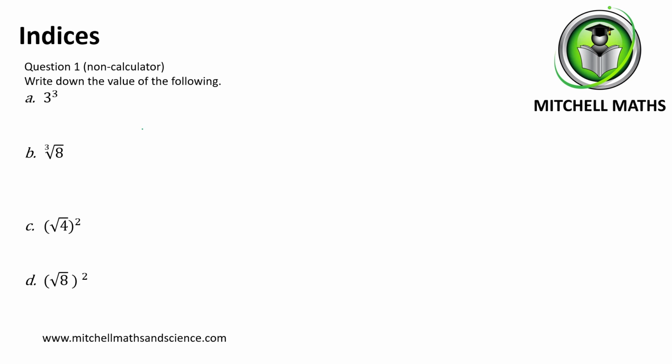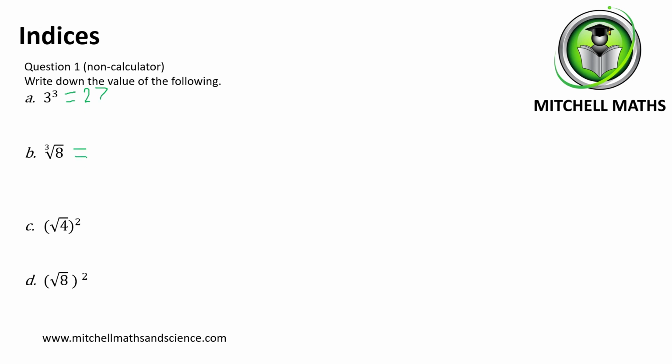Question 1. What you'll notice is these questions are non-calculator, because these are the types of questions that they will expect you to be able to work out on a non-calculator paper. Part A is 3 cubed, which is 3 times 3 times 3. Now, if you think back to the tables, 3 times 3 times 3 would be 27. So if you know your indices well, then you'll know that off the top of your head. Otherwise, you'll do 3 times 3, which is 9, and then if you times it by 3 again, you will get 27.